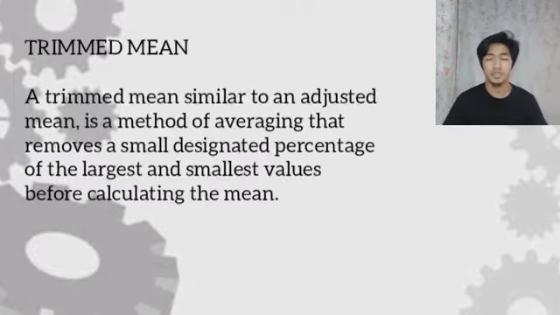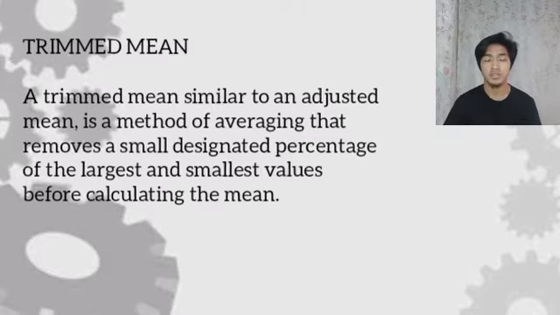The third one na i-discuss natin is yung trim mean. So what is trim mean? A trim mean, similar to an adjusted mean, is a method of averaging that removes a small designated percentage of the largest and smallest values before calculating the mean. So also, a trim mean is seen as a more realistic representation of a data set, as the few erratic outliers that could otherwise potentially skew the information have been removed. A trim mean is also known as truncated mean.